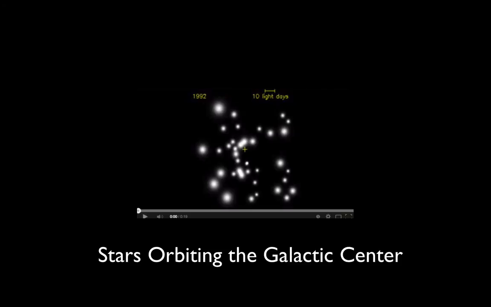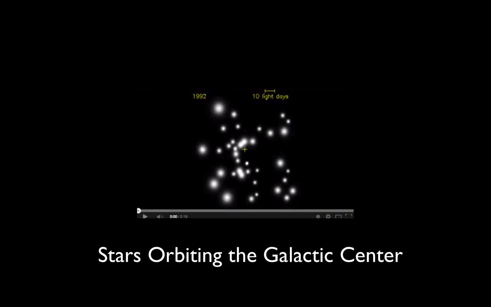So how do we know that there's a supermassive black hole at the center of the galaxy and not just some other very massive object? The most direct evidence we have of the supermassive black hole is by looking at the orbits of stars that are located very near the black hole and are orbiting around it. So this is an amazing piece of research that took over 10 years to do.